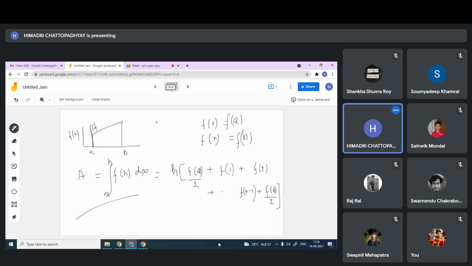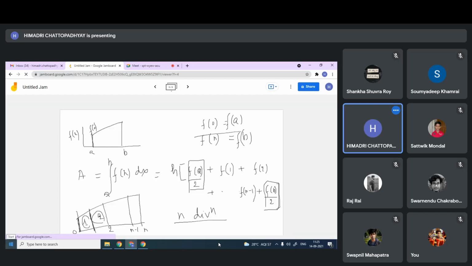Because we have taken this as the zeroth element, dividing into n divisions. Remember, we are dividing in n divisions. So the first division starts from 0 to 1, the second division 1 to 2, like this. The nth division is n minus 1 to n. So F0 and FA are the same. So F0 by 2 or FA by 2, and last is FB by 2. In between, because each is coming for the first element as well as the second element, they are added two times, and this becomes the formula. So this is known as the trapezoidal rule.